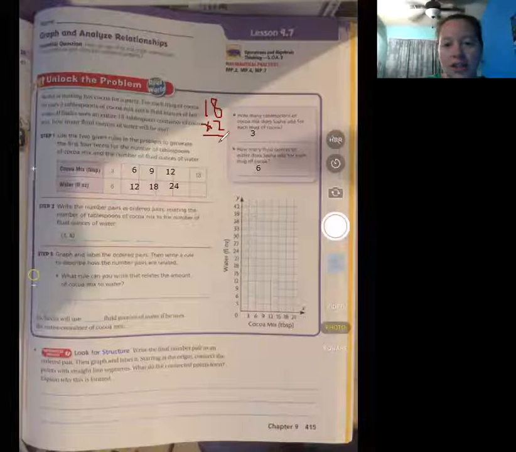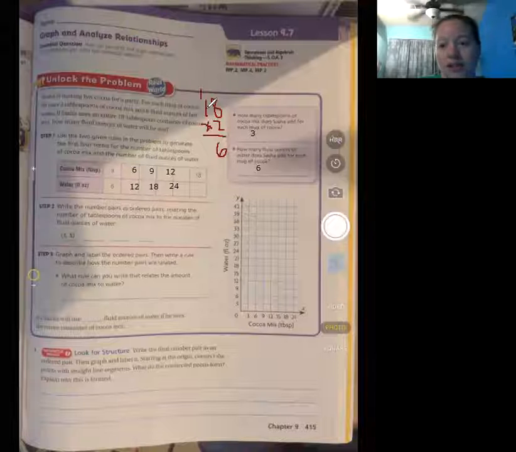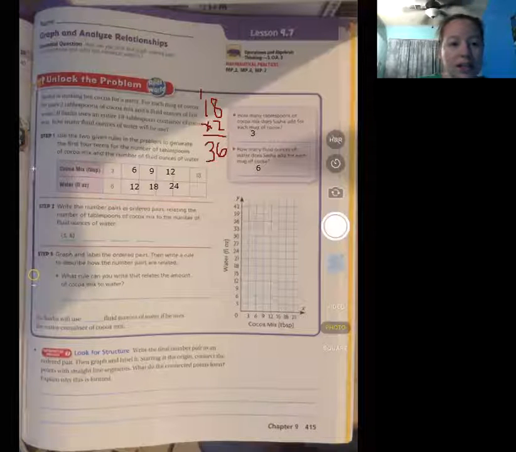8 times 2 is 16. 6 goes there, 1 goes up there. 2 times 1 is 2, plus 1, 3. So 36.